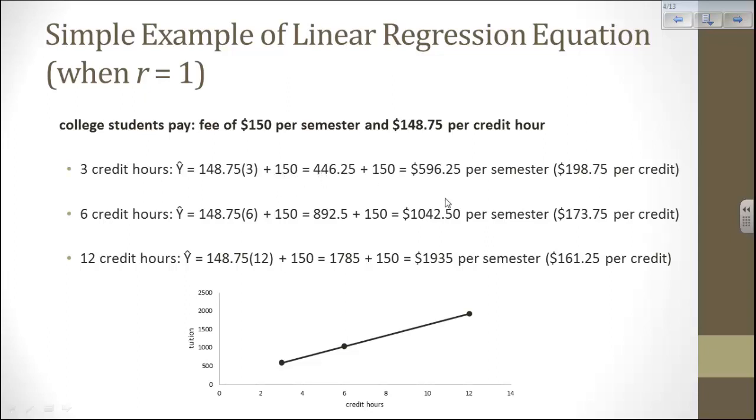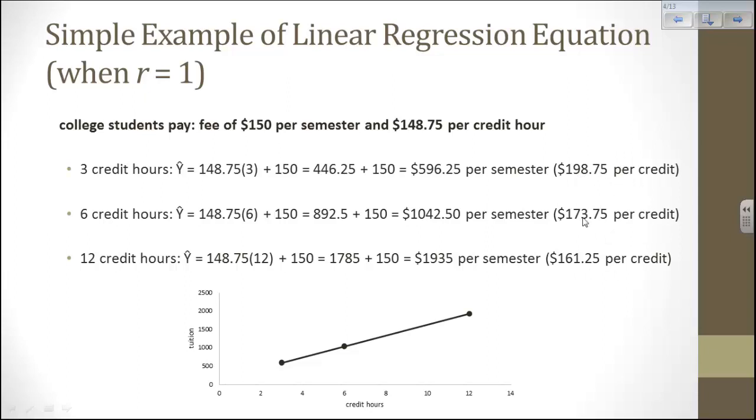When you do this math, you end up with $596.25 per semester if you're taking 3 credit hours, which is equal to $198.75 per credit. Then check it out. If we're doing 6 credit hours, the value for B and the value for A remain the same. You'll see that for all of these. The only thing that changes is that value for X. Now we're talking about 6 credit hours. So you solve for that. You end up with $1,042.50 per semester, or $173.75 per credit.